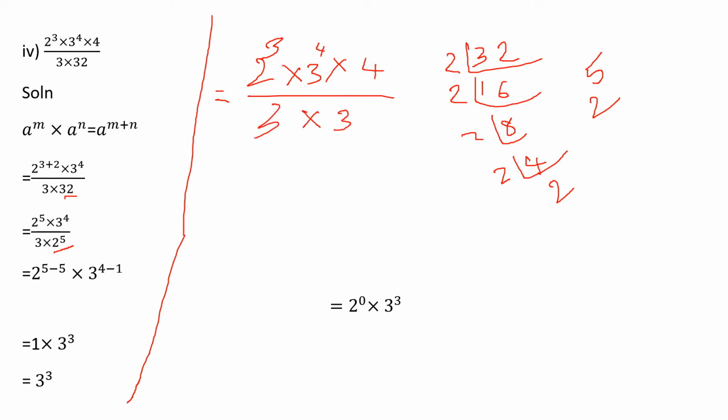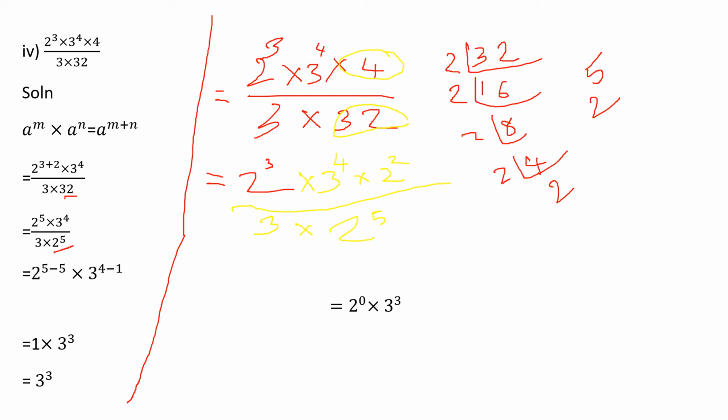Okay. So 2 power 3 into 3 power 4 divided by 3 into 32. 4 can we write in power? 2 square is 4, right? 2 into 2, 4. This 4 and this 32 we will write in powers. Okay. Next, 3 into 2 power 5. 32 we have written as 2 power 5.